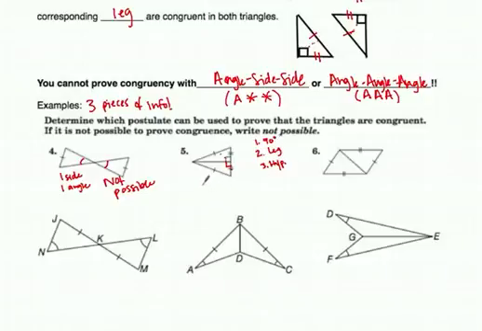So the way that we would prove that these two triangles were congruent, we could say that these two were congruent by using hypotenuse leg. And you can abbreviate that as HL.